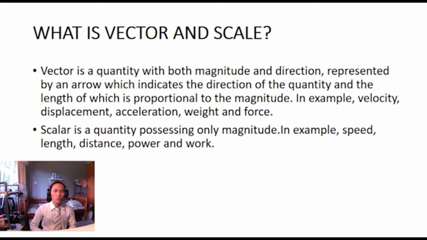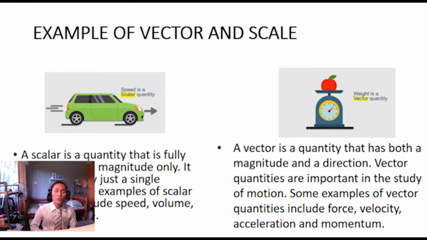I will start with what is vector and scalar. Vector is a quantity with both magnitude and direction. It is represented by an arrow which indicates the direction of the quantity, and the length of which is proportional to the magnitude. For example, velocity, displacement, acceleration, rate, and force. Scalar is a quantity possessing only magnitude. For example, speed, length, distance, power, and work. I have attached a few graphics as examples of vector and scalar. So these are a few examples.